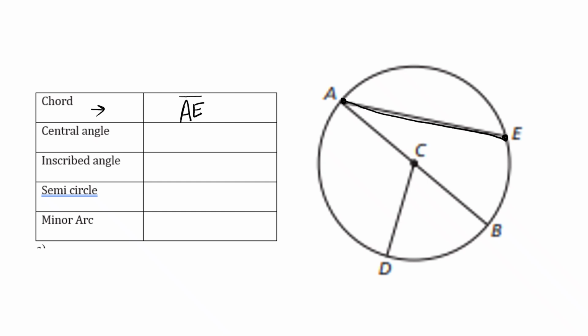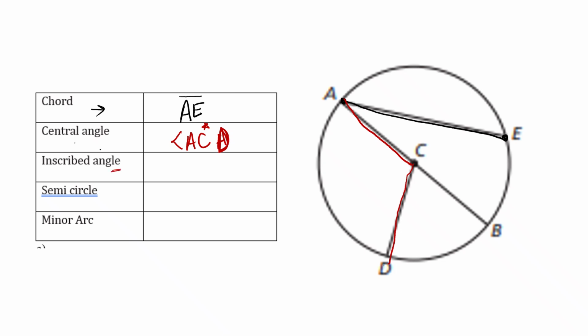Now the central angle. A central angle is an angle whose vertex is at the center. You can see here angle ACD or angle DCA. DCA or ACD are the central angles. Now the center should be in the middle. After that, the inscribed angle.